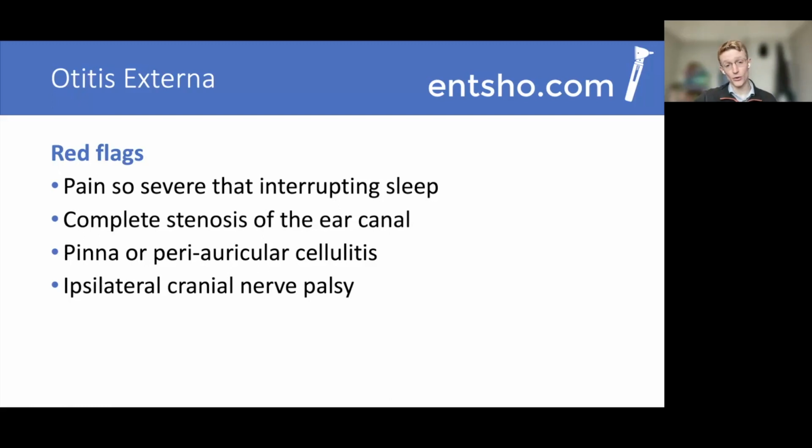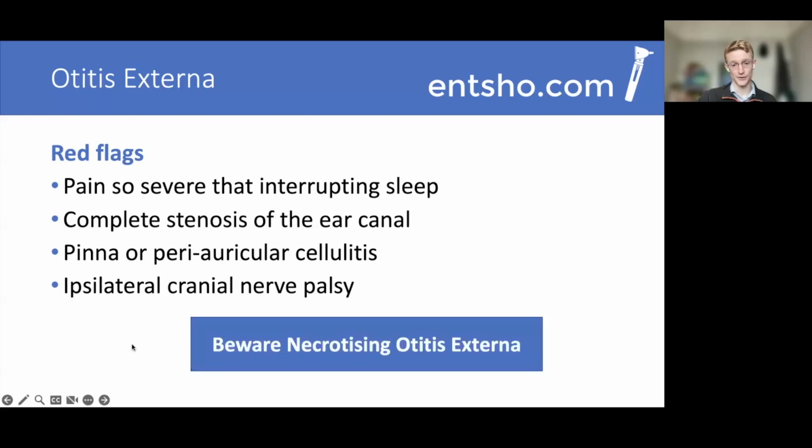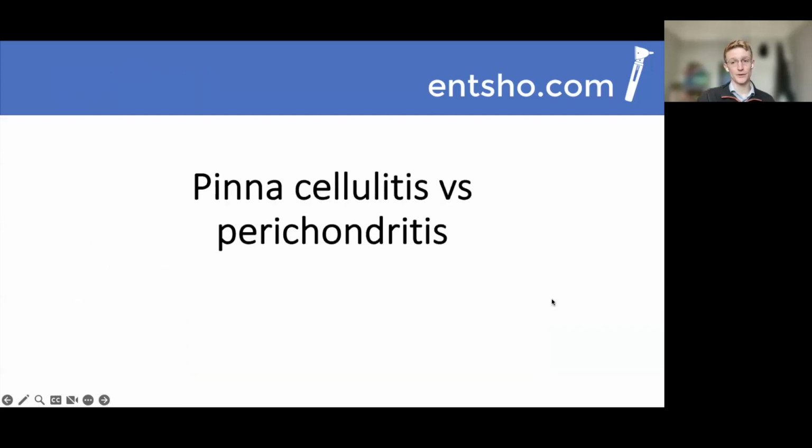Do they have any pinna or periauricular cellulitis? Again, this is a reason that patient will probably need oral or IV antibiotics and may need hospital admission. And do they have a cranial nerve palsy? Again, a big red flag for necrotizing otitis externa, which needs treatment with IV antibiotics. As I've mentioned, this is the worst case scenario that we're worrying about, and we'll come on to that a bit more later in this talk.